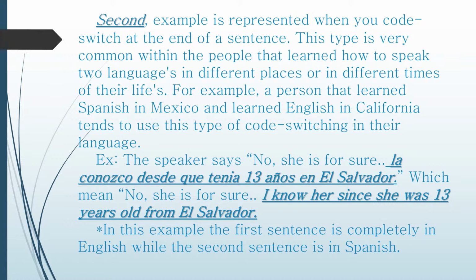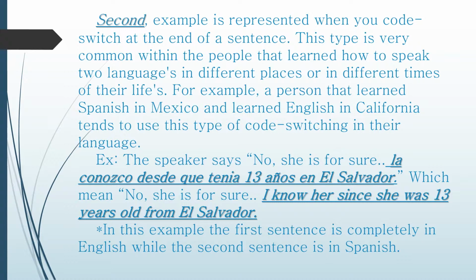Second example is represented when you code switch at the end of a sentence. This type is very common within the people that learn how to speak two languages in different places or at different times of their lives. For example, a person that learned Spanish in Mexico and learned English in California tends to use this type of code switching in their language. The following sentence is an example.